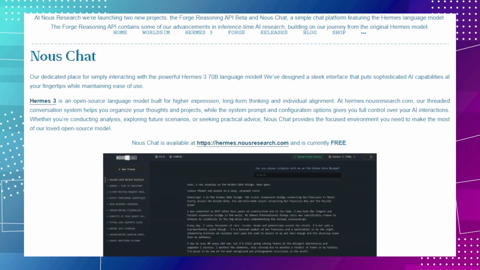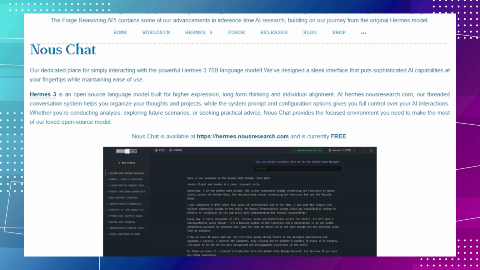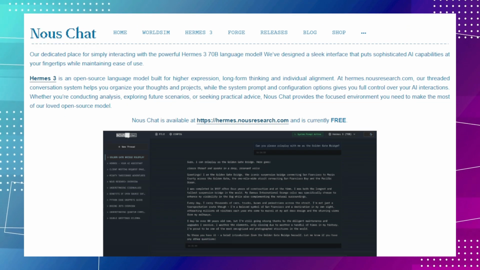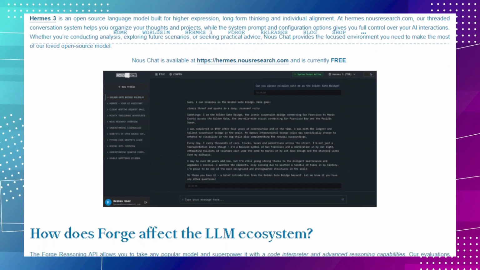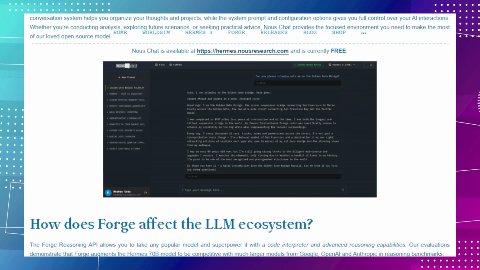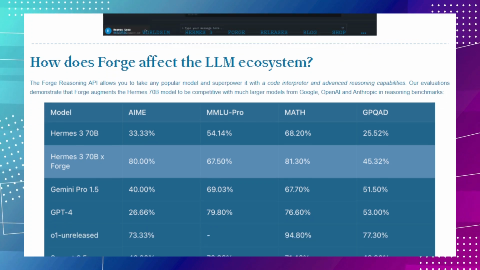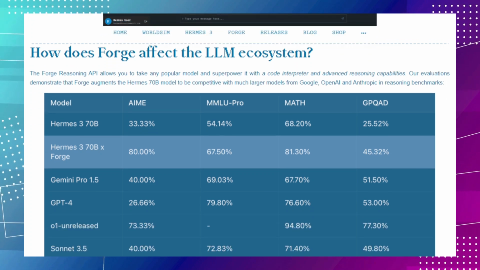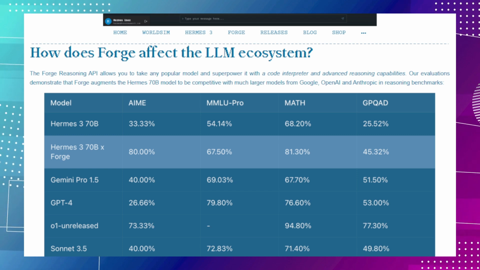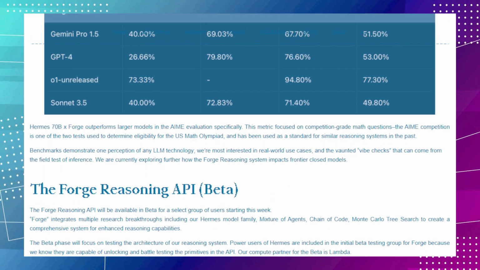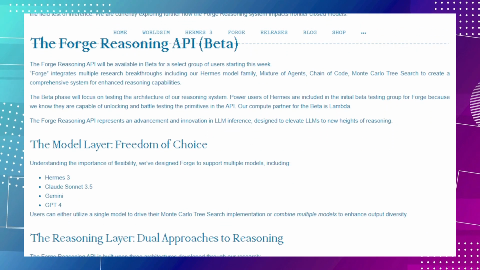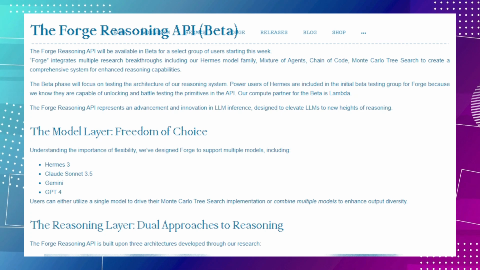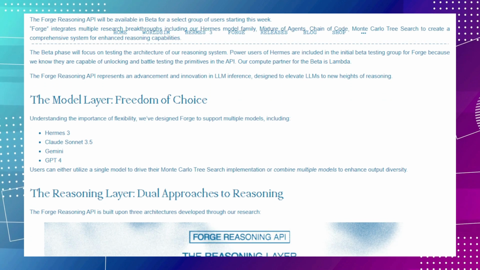Hermes is known for its strong performance in expressive language, long-form thinking, and individual alignment. Nous Chat is completely free and offers a threaded conversation system to help you organize your thoughts and projects. You even have full control over your AI interaction with customizable prompts and configuration options. Whether you're working on analysis, brainstorming future scenarios, or just need some practical advice, Nous Chat has you covered. But that's not all. Nous Research is also launching the Forge Reasoning API Beta, which aims to supercharge existing large language models with a code interpreter and advanced reasoning capabilities.